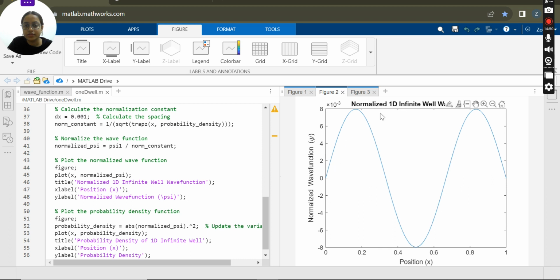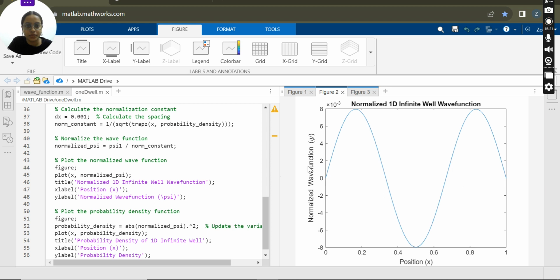Okay, so this is the normalized wave function plot. Here we can see that its value is 0 at the boundary, at x equal to 0 and at x equal to L, which is 1 actually. So this is correct, because the wave function should vanish at the boundary, because at the boundary it should be continuous and differentiable, we know that already.